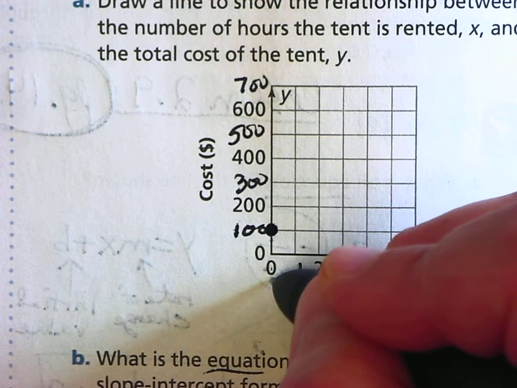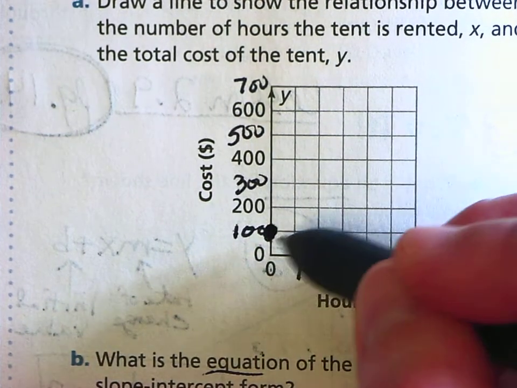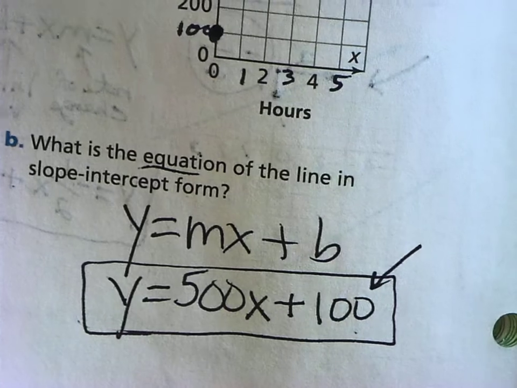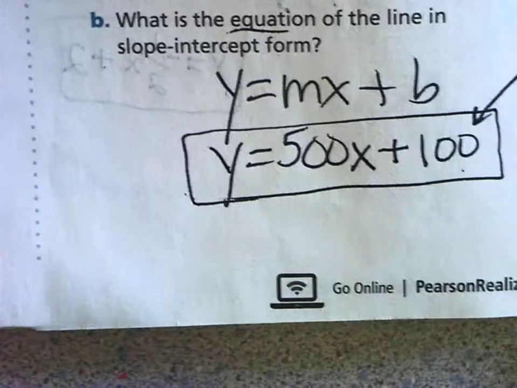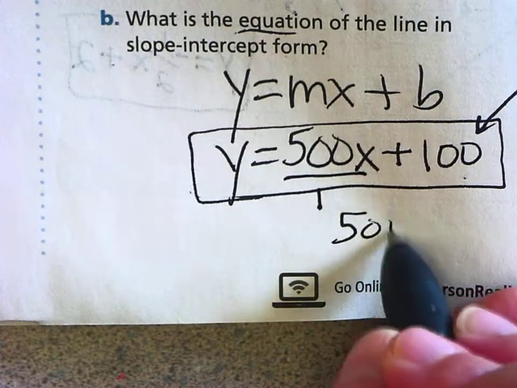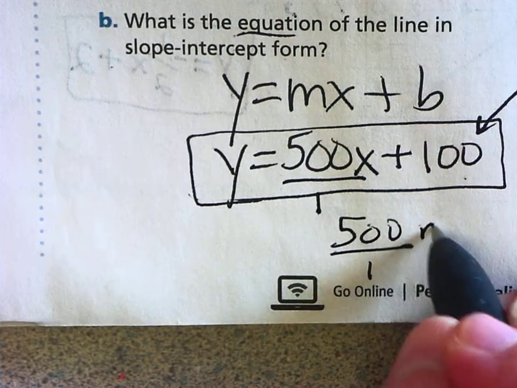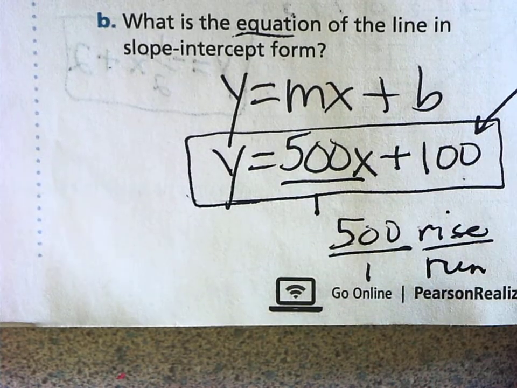Look, that's before you've even had the tent up for an hour. You have to pay $100 up front. Now, from that point, remember, you're going to rise and run the slope. Okay, your slope is not a fraction. So remember, if your slope is a whole number, then just make it a fraction by putting a 1 underneath it. Okay, so now it's a fraction. Now you're going to rise 500 and run 1.